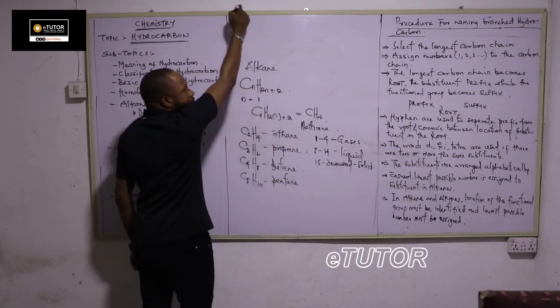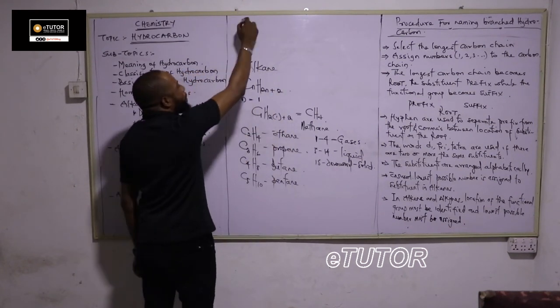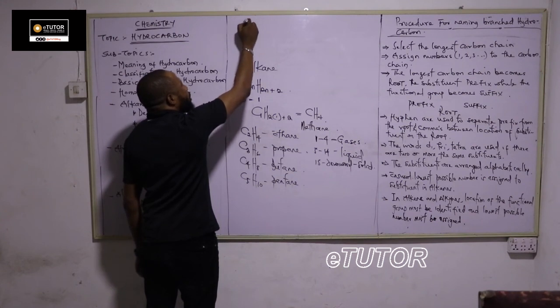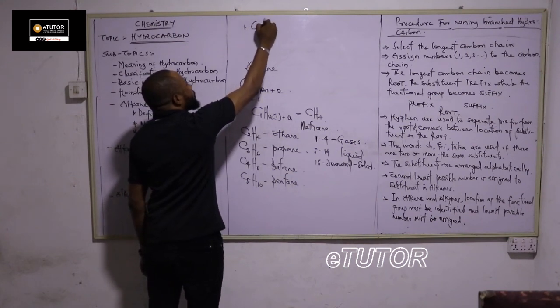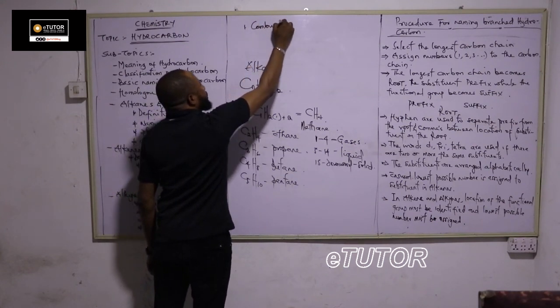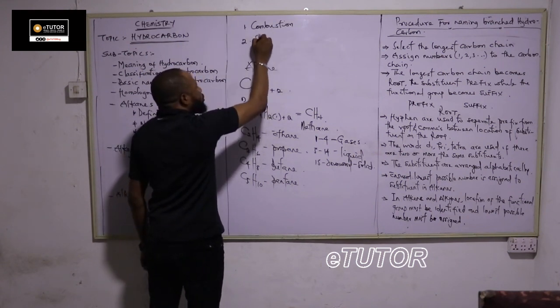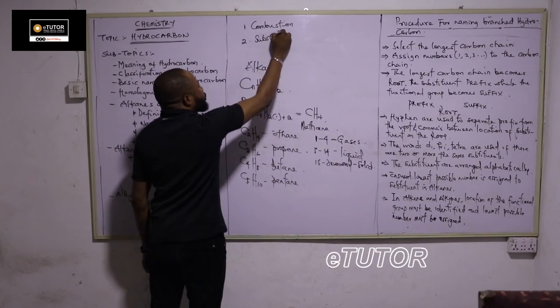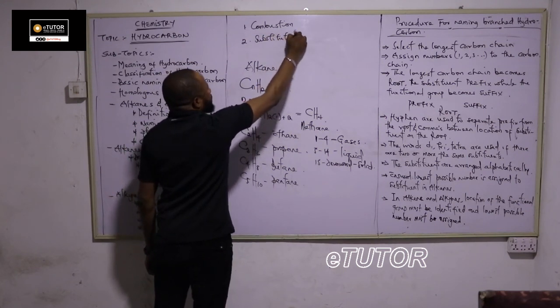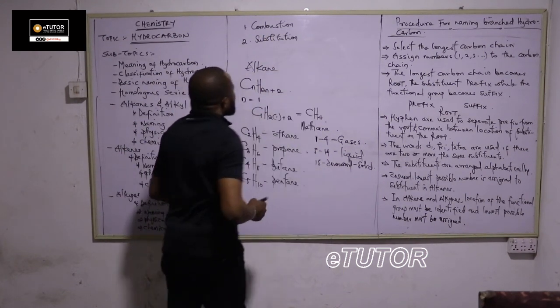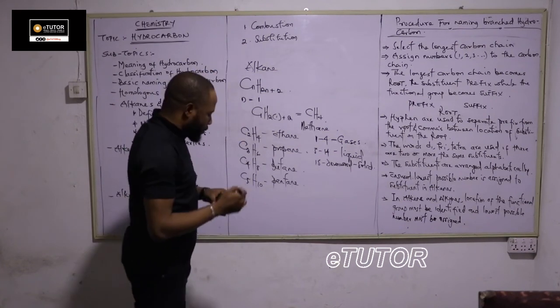Alkane has two major chemical properties. Number one, combustion. Number two, substitution reaction. Now the first one, combustion.